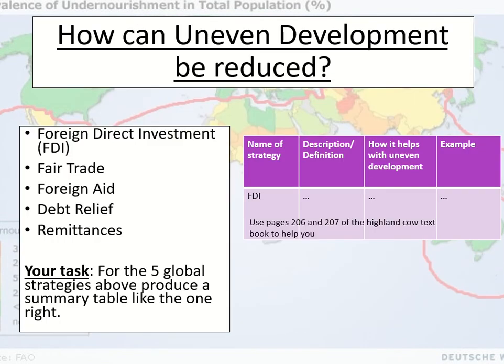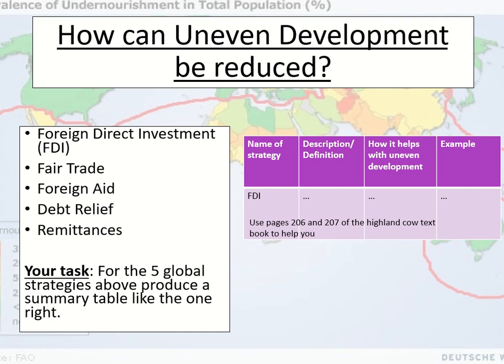Now, this next task is another independent one, and it's going to utilise pages 206 and 207, which are scanned in on 365 of the Highland Cow textbook. What I would like you to do is a summary table, with FDI coming up again, first one, just using the information in the book as much as you can. It won't all match and it won't provide you with loads of detail, maybe not an example, but just so you know what FDI is, fair trade, foreign aid, debt relief and remittances.